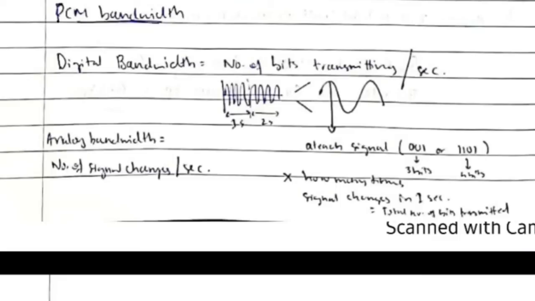Okay, pulse code modulation bandwidth. Bandwidth has two types, digital and analog. In digital bandwidth, I mean the number of bits transmitted per second. Okay, how to calculate that?